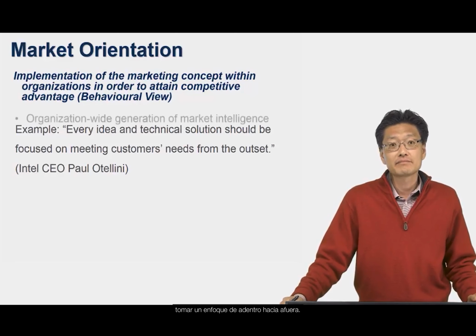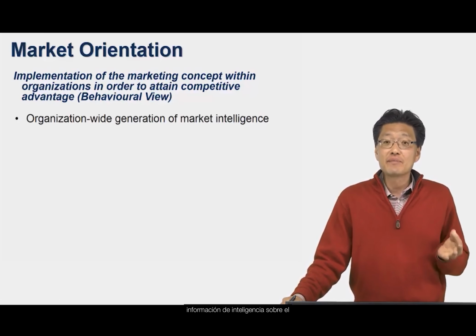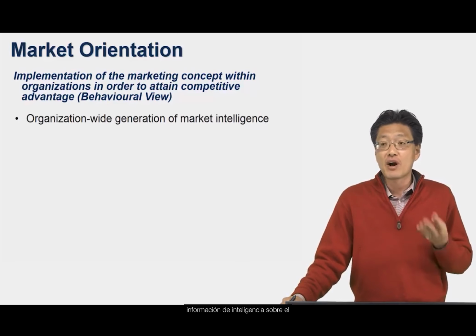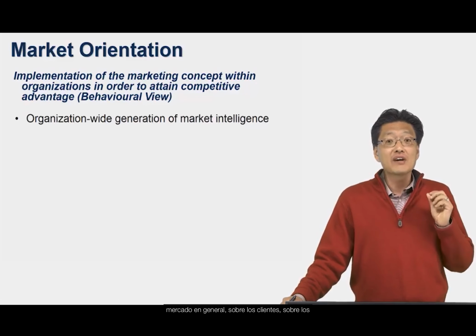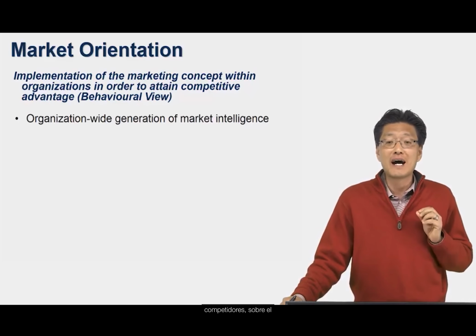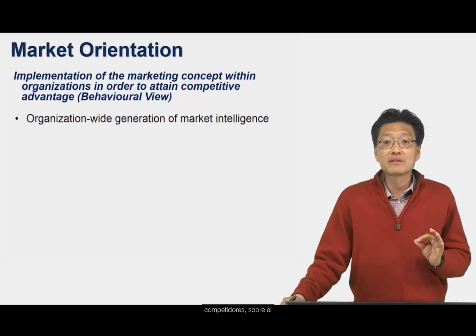So the market orientation from a behavioral view is comprised of three elements. The first element is an organization-wide generation of market intelligence. Now, what that means is that the organization actually goes out into the market and collects information, intelligence about the market in general, about customers, about competitors, about the political environment, about the economic environment, about the cultural environment, macro, micro environment.